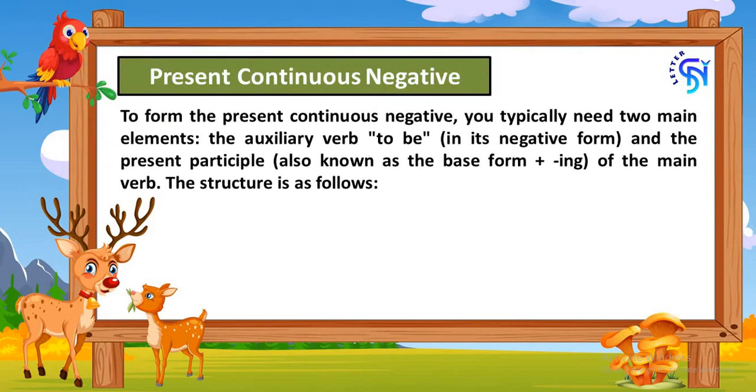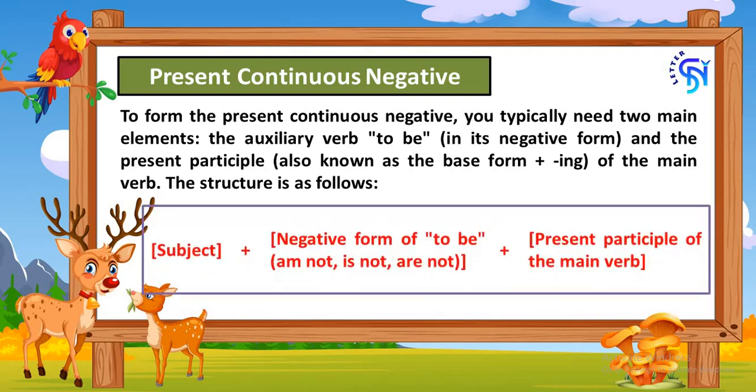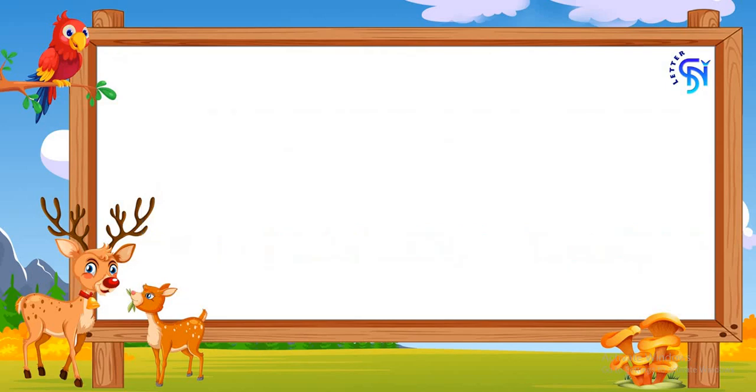To form the present continuous negative, you typically need two main elements. The auxiliary verb to be in its negative form, and the present participle, also known as the base form plus ing of the main verb. The structure is as follows. Subject plus negative form, am not, is not, or are not, plus present participle of the main verb.